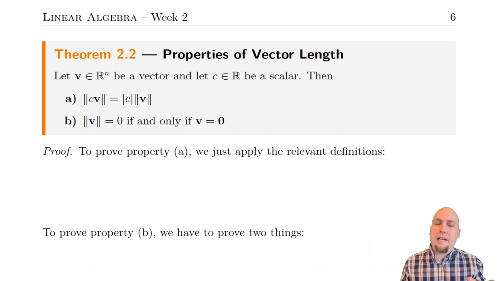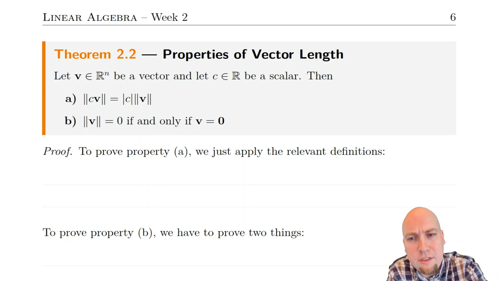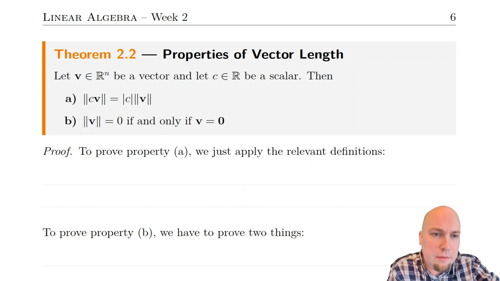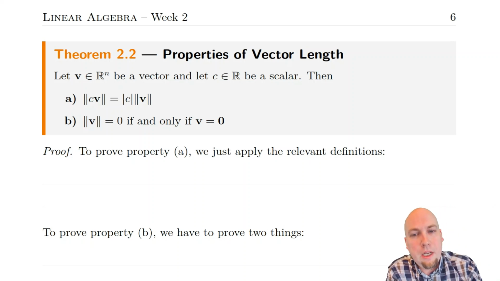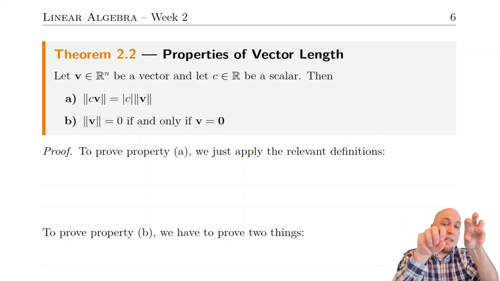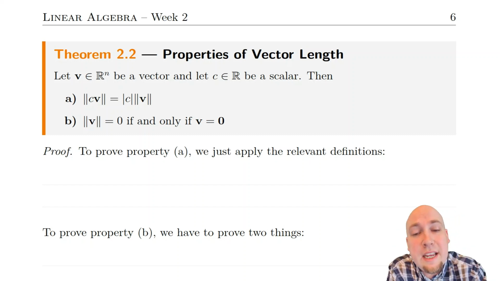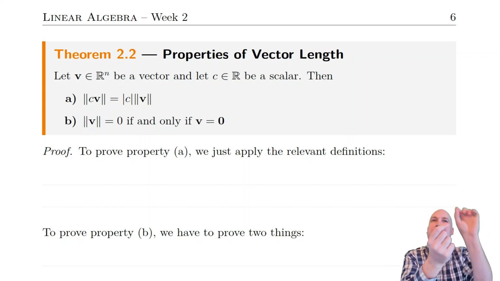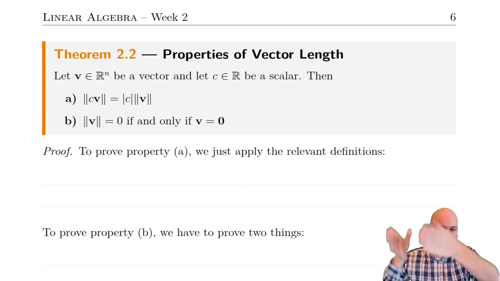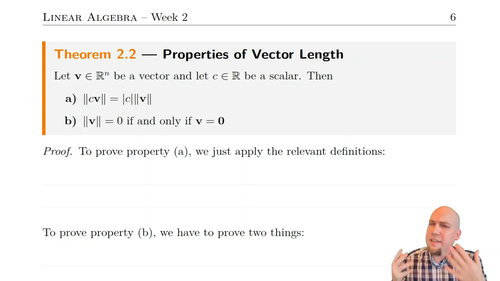Geometrically, these are fairly clear. They should not be surprising, but we'll go through a proper rigorous algebraic proof as well. Suppose that you've got some vector in n-dimensional space, don't care about the dimension, and you've got some scalar. Property A says that if I compute the length of the scalar multiple, c times v, what you get is the same thing as the absolute value of c times the length of v itself. In other words, you can pull scalars out of lengths as long as you remember to put absolute values around the scalars. And hopefully that makes geometric sense.